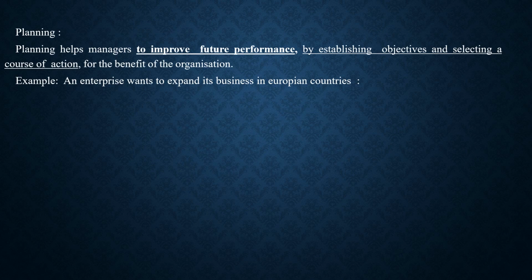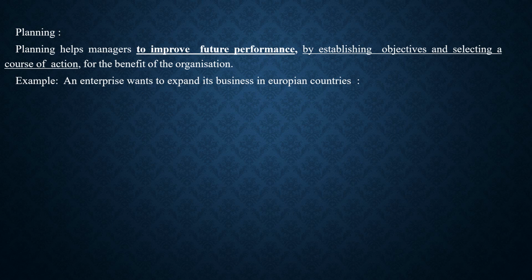Next one is the planning. Now everywhere planning is important. To get the marks, to achieve your goal, the planning is important. Without planning, nothing is possible. So planning helps managers to improve the future performance. Now here, suppose you are in 12th standard. So your target is above 75% or 80%. Now to achieve this goal, what will you plan?